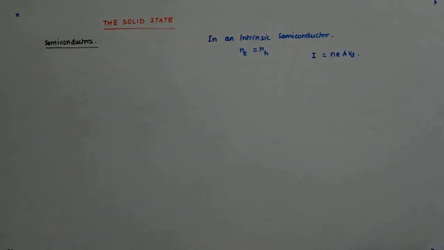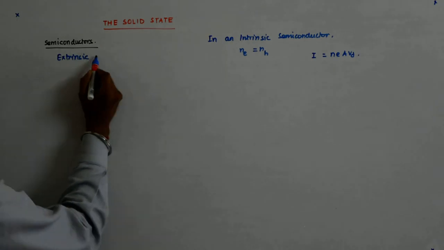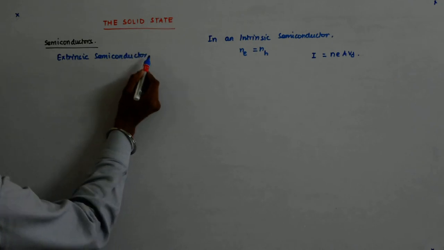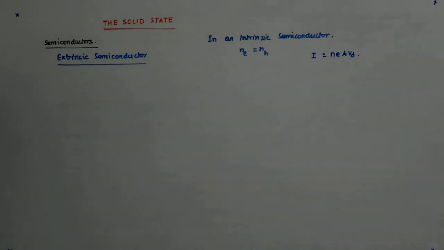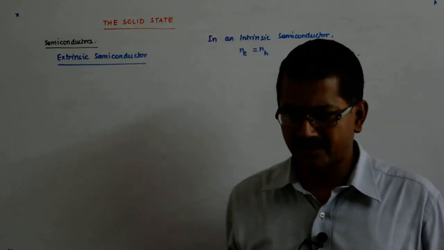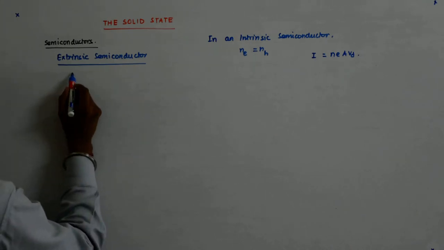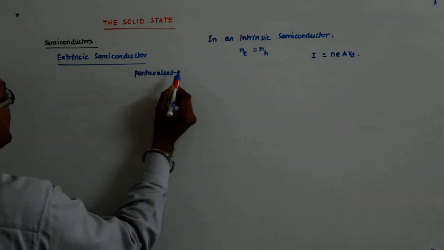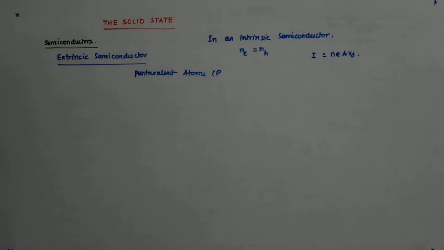Now we come to the extrinsic semiconductor. In an extrinsic semiconductor, as we have told, this is a doped semiconductor, and we can do the doping in two ways. I can either dope it with pentavalent atoms like phosphorus.